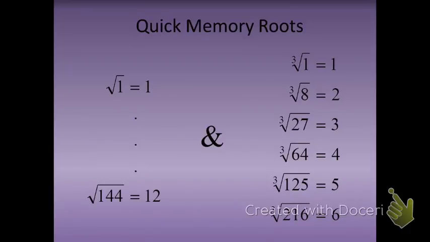So relatively quickly after we do this lesson, I'm going to expect you to know all of these, every single square root from 1 to 144. So your square roots of 1 through 12, and then your cube roots 1 through 6. So the cube root of 1, the cube root of 8, the cube root of 27, 64, 125, and 216. You'll have to know all of these memorized.